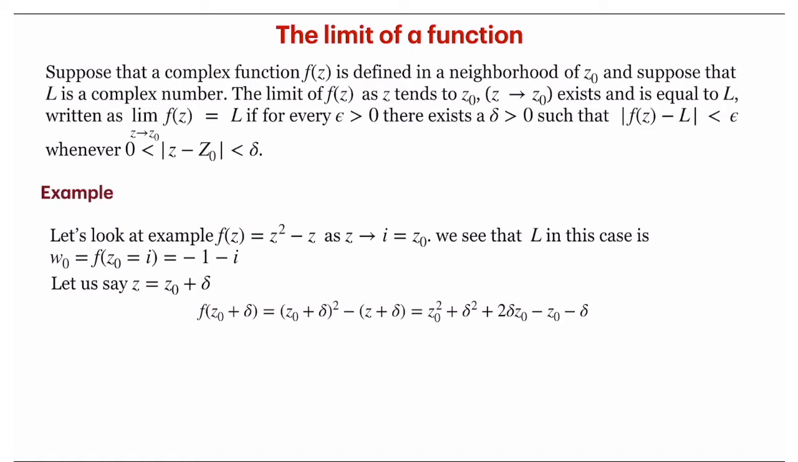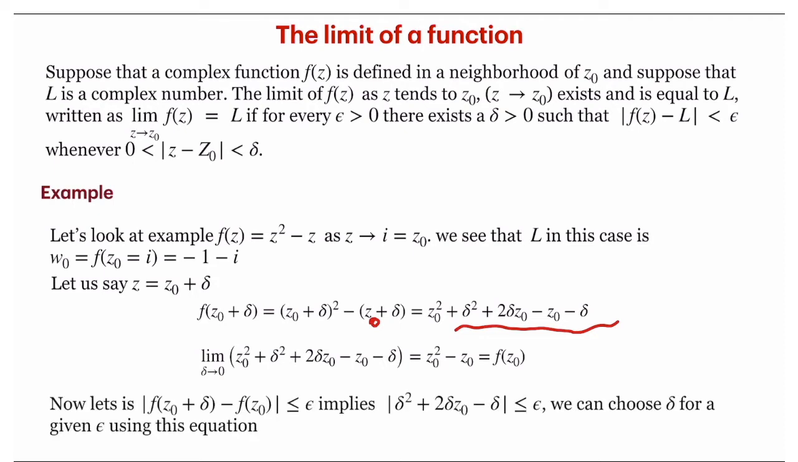Now we come back and see whether, given epsilon, we can associate a value of delta and say that whenever the image is inside the epsilon neighborhood, all the values of the domain are inside the neighborhood with radius delta. So we substitute z0 plus delta: (z0 plus delta) squared minus (z0 plus delta). We can simplify this. We get z0 squared plus delta squared plus 2 delta z0 minus z0 minus delta. So we can take the limit delta going to 0, and we immediately see that it is taking the value of z0 squared minus z0, which is the value of f(z0). So this function takes the same value as the value of the function.